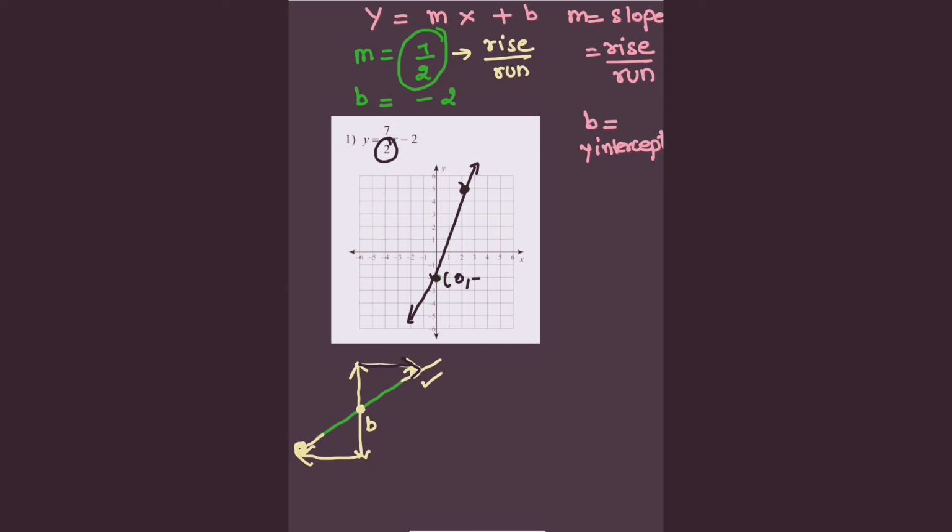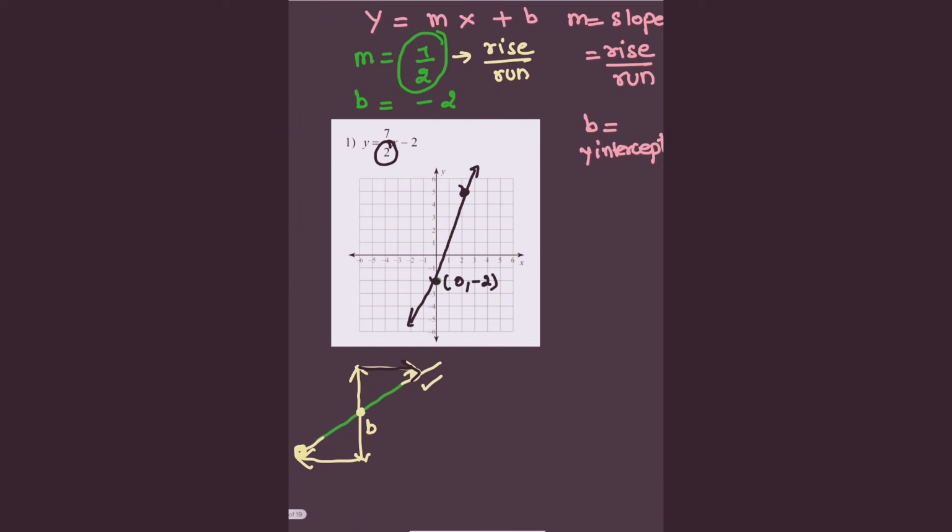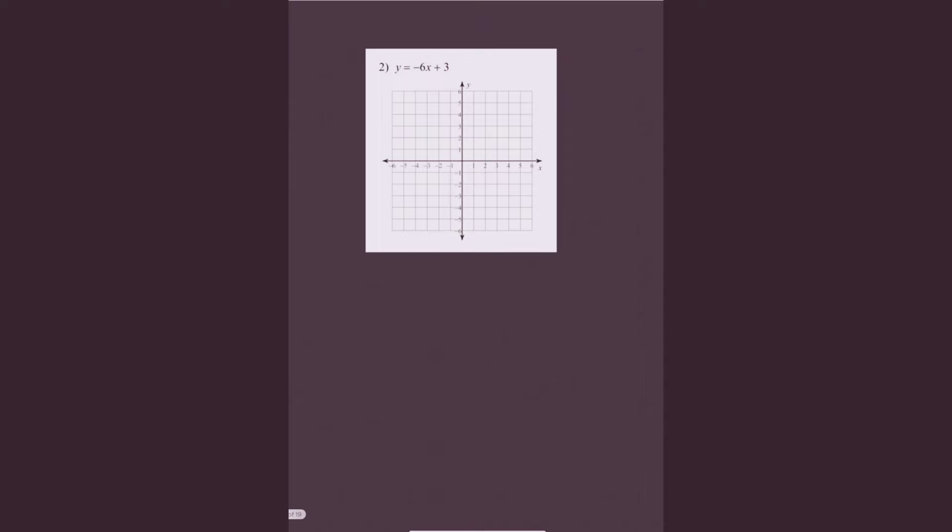So the y-intercept was -2, which also means that it is (0, -2). And then the other point I can see is (2, 5). Y-intercept, remember, at the y-intercept the x value is always 0. Let's draw a graph for the equation y equals -6x plus 3. You can see that the slope in this case is -6, a negative slope.